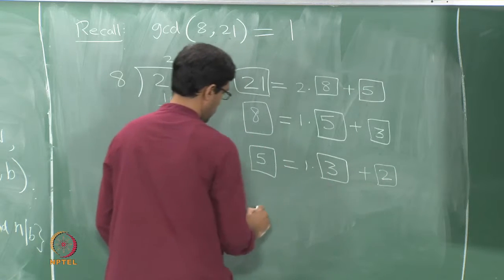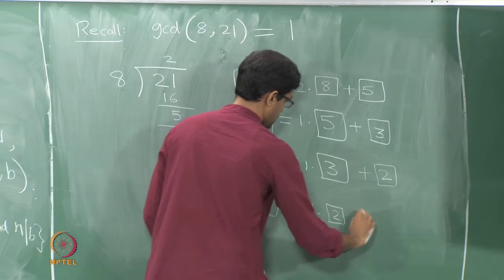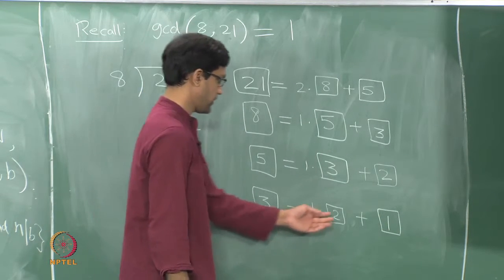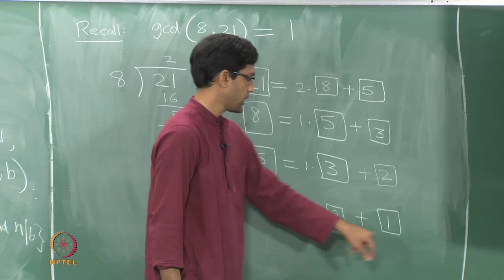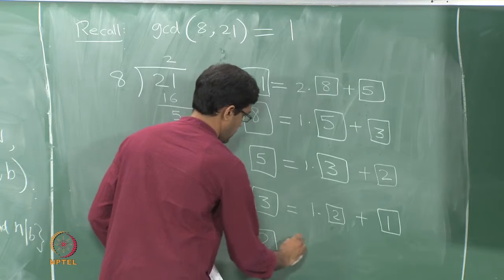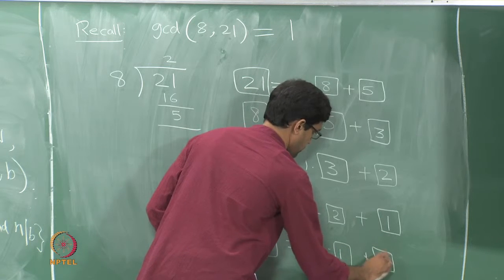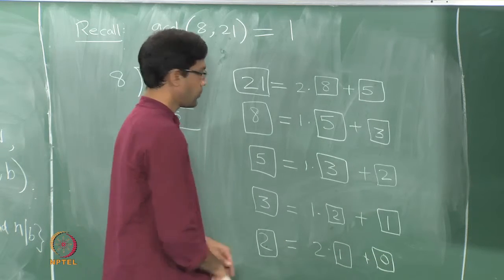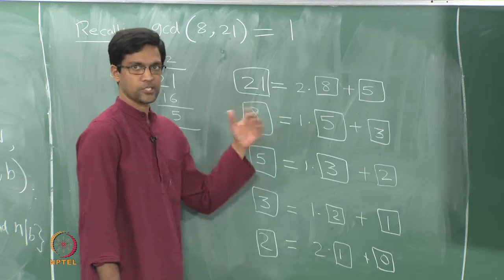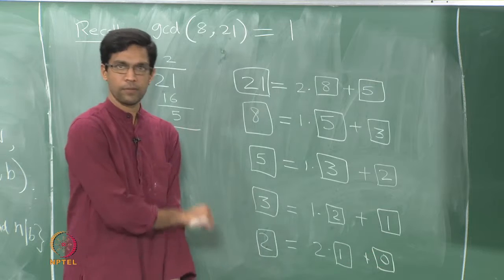Do it again to 3 and 2. I finally get 3 is 1 times 2 plus 1. And if I do it once more, I write 2 as some quotient times 1 plus a remainder, but now the remainder is going to be 0. So you keep doing this algorithm. This is the Euclidean algorithm: you keep performing successive divisions to find successive remainders. Finally, at some point the remainder will become 0.